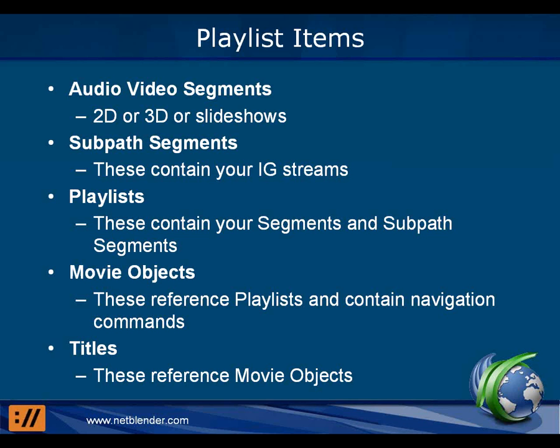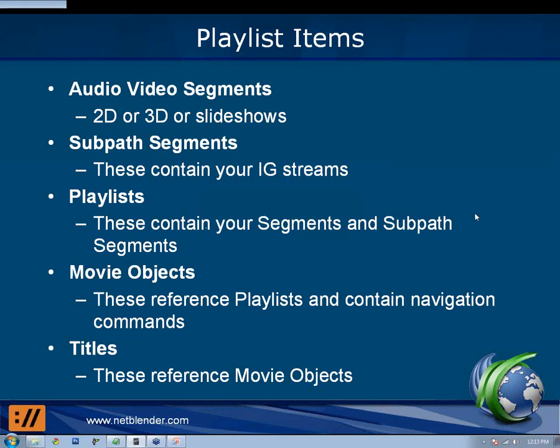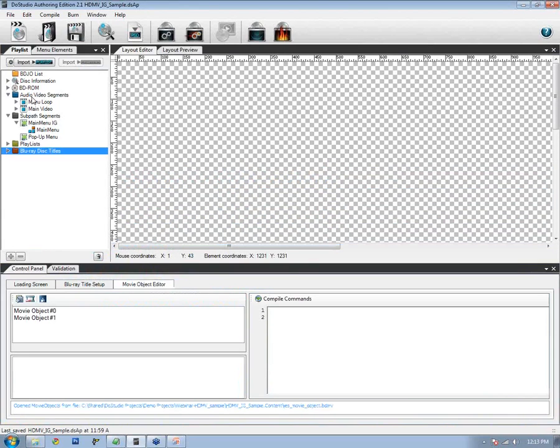Having looked at the structure from the high-level view, this is how the playlist items in DSA map, going from top to bottom in the playlist structure. It's sort of reverse order of the hierarchical view. And what we're going to do here is flip over to DSA, and we'll go through these step by step.